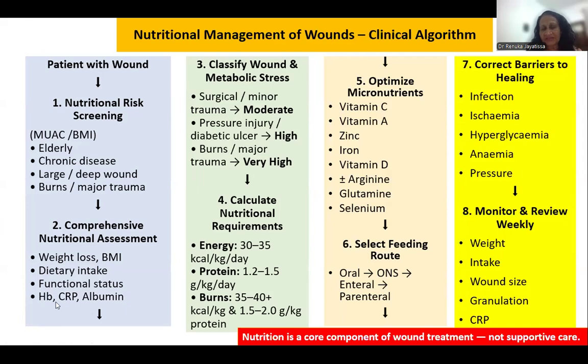These are the basic tests you have to really look for. Then you classify the wound and the metabolic stress. If it is a surgical minor trauma, we consider it a very moderate metabolic stress. But pressure injury and diabetic ulcers have high stress. Burns and major traumas are a very high metabolic stress. Then you calculate the nutrition requirement, looking at the energy and protein.